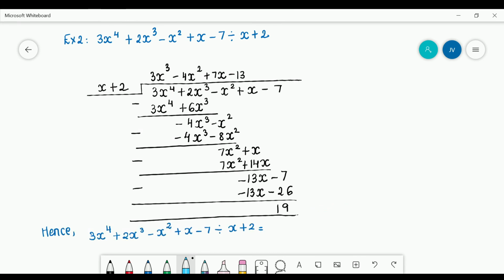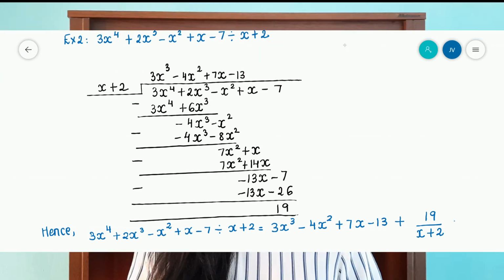Hence, 3x power 4 plus 2x power 3 minus x squared plus x minus 7 divided by x plus 2 is equal to 3x cubed minus 4x squared plus 7x minus 13 plus 19 divided by x plus 2. We write remainder divided by divisor. So here we are. This is how we perform long division for polynomials.